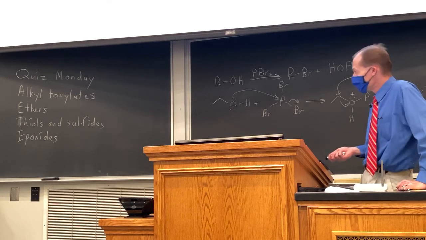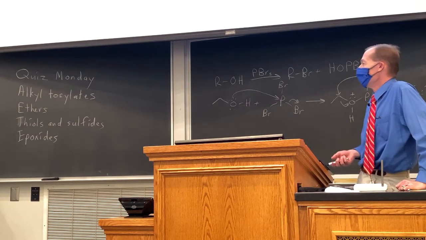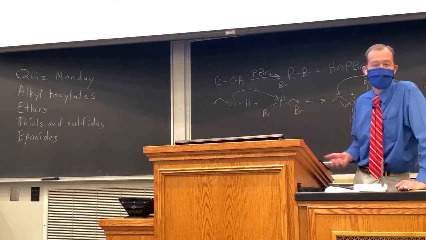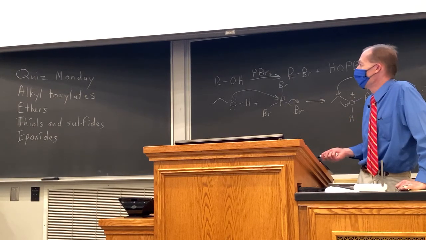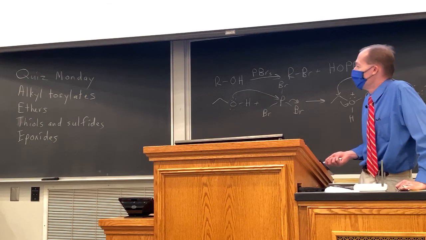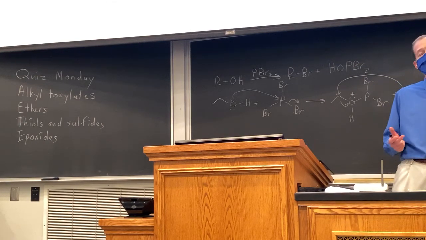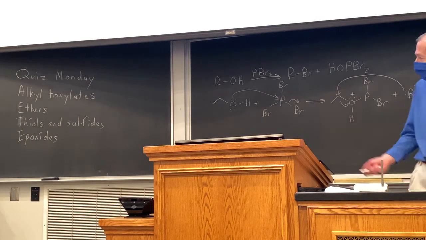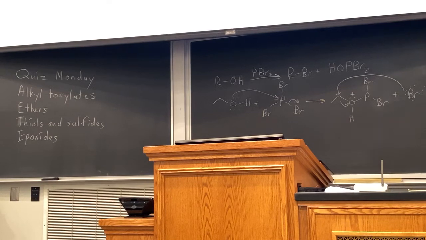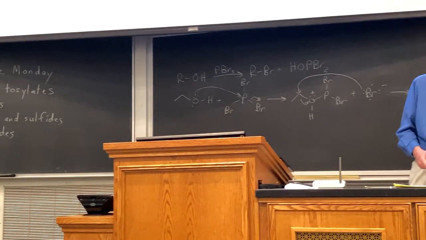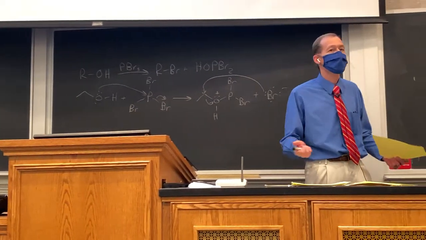So today we'll focus on alkyl tosylates and why they're important. We'll talk about reactions of ethers. Then we'll talk about thiols and sulfides, which are cousins to alcohols and ethers. They're sulfur-containing compounds. And then we'll start, but not finish our discussion of epoxides.